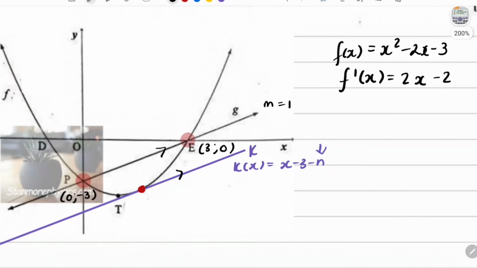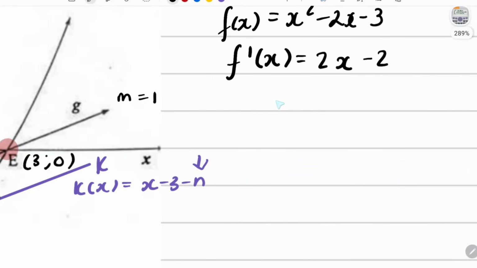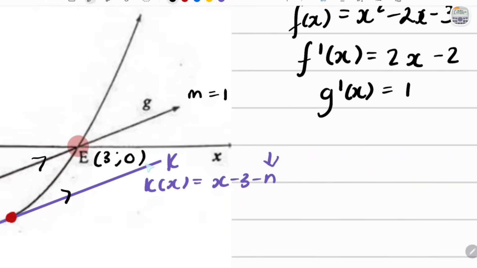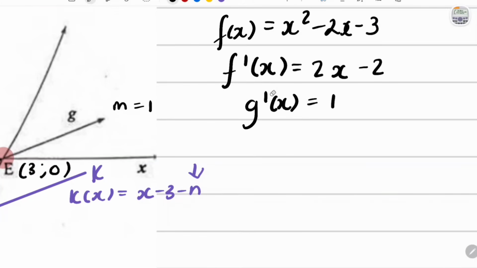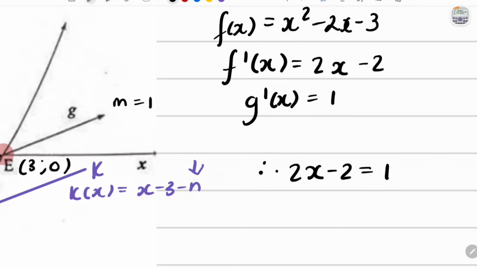Remember, we're trying to find out where the gradient of f is exactly the same as the gradient of g. Well, we know the gradient of g. The gradient of g is 1, because it's x minus 3 minus n. So why don't we just equate their gradients, because they need to be the same thing. They both need to be 1. So we're going to say that the gradient of f, which is 2x minus 2, should be equal to the gradient of g, which is 1.